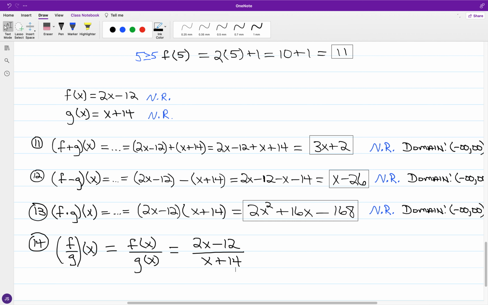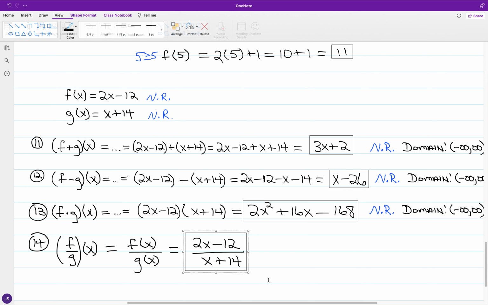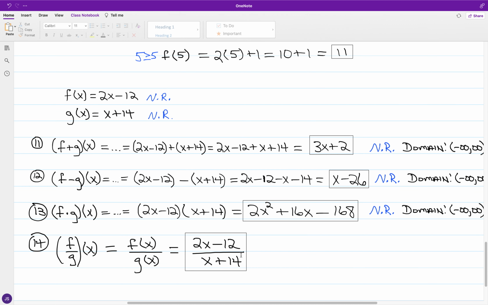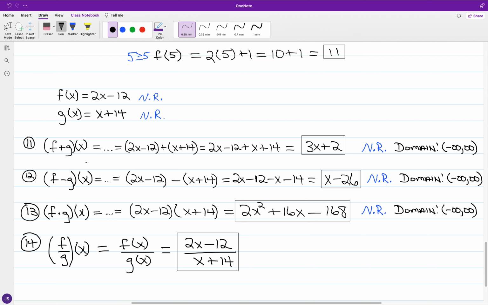And this result is already in simplest form. So just the mere substitution, got 2x minus 12 all over x plus 14. Okay. And here, while the domain will be the set of all real numbers for numbers 11 through 13, we have an exception with number 14 because we have the constraint that x plus 14 cannot be equal to 0.